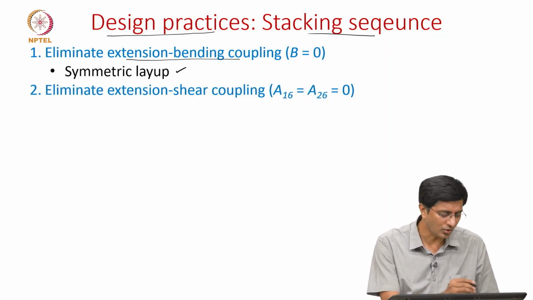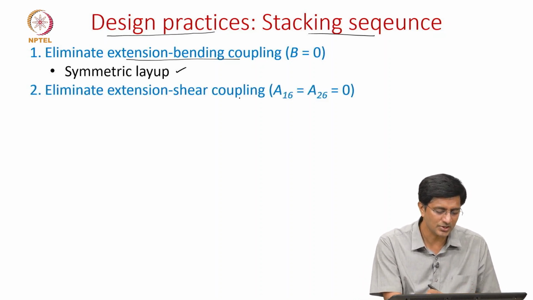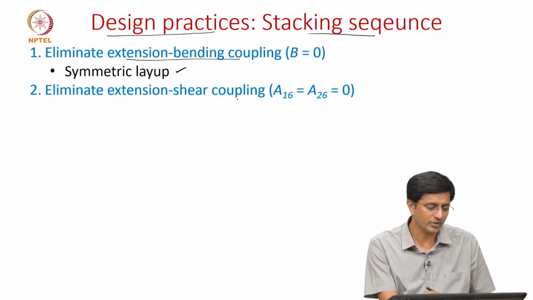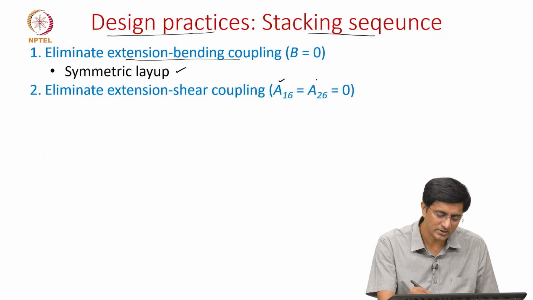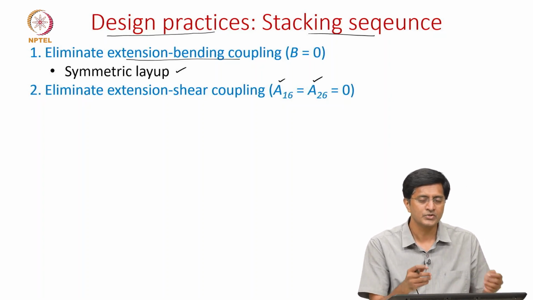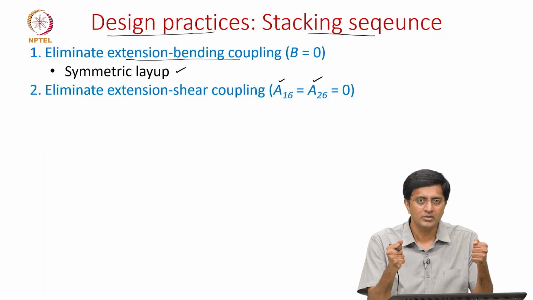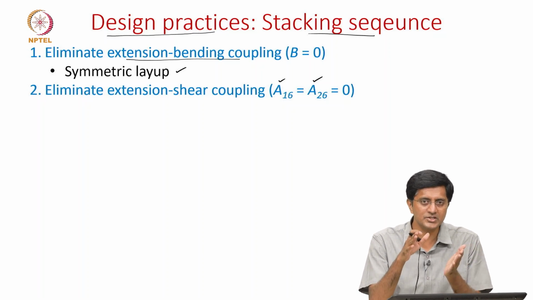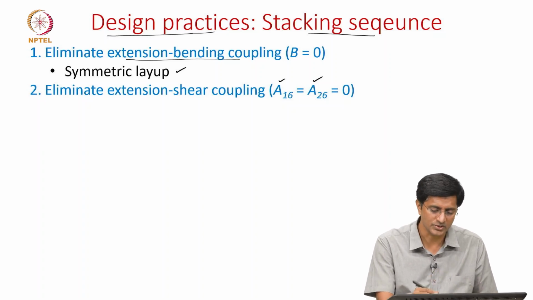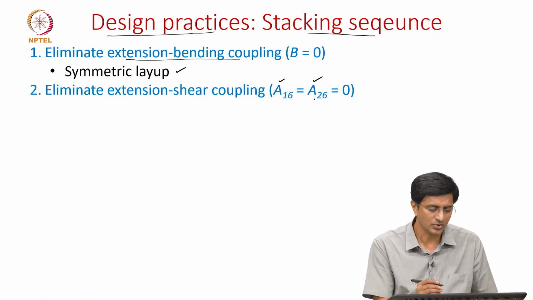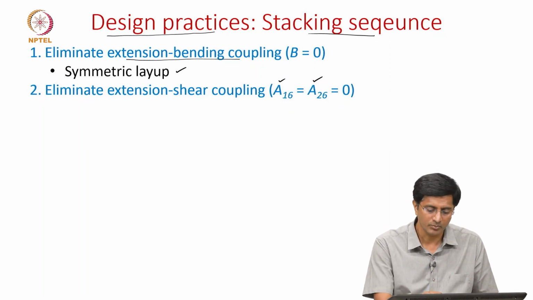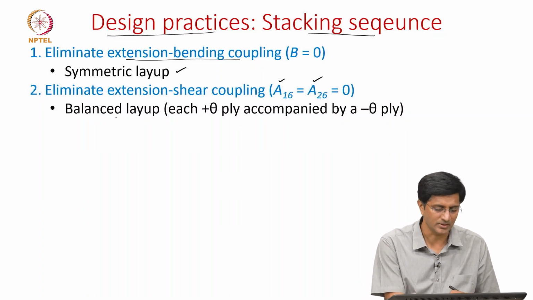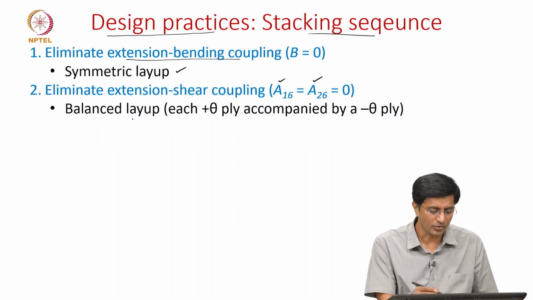Next, let's focus on how we eliminate the extension-shear coupling. Extension-shear coupling, if you recall, is the components A16 and A26. What do they do? If you apply an extension load, is there a shear strain or not? Or if you apply a shear stress, will there be any extensional strains or not? That is what these two terms, A16 and A26, decide. So now the question is, how do we bring these values to 0? The option we have is to use a balanced layup. If you recall earlier, what do we mean by a balanced layup?